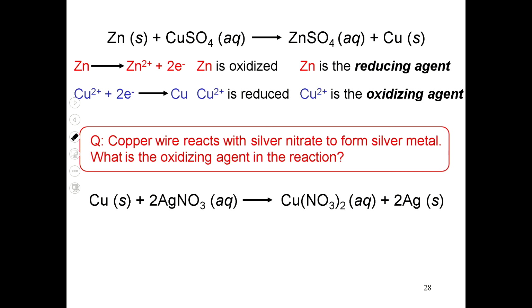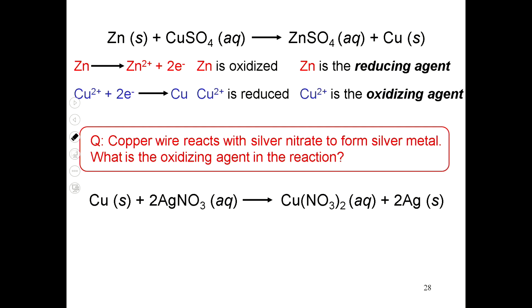Question. So in this reaction, which is the oxidizing agent? The one in aqueous solution, silver. Which one? Silver. Copper. So why? The oxidizing agent should get electrons. So which one gets electrons? Copper or silver?